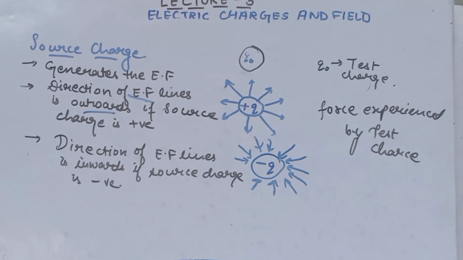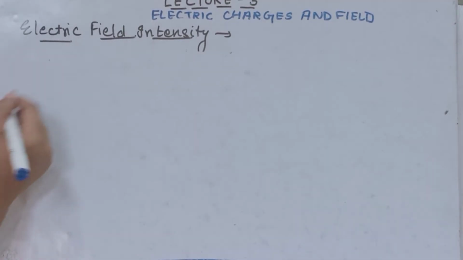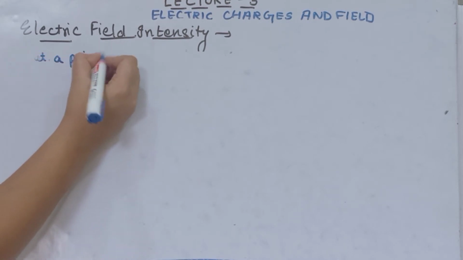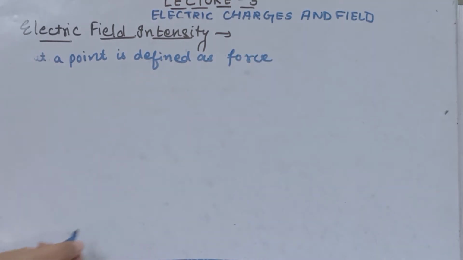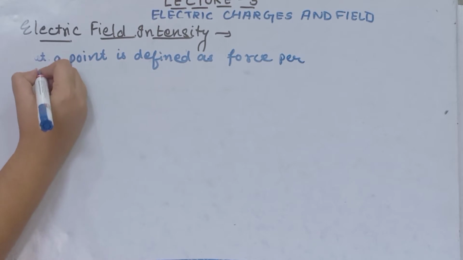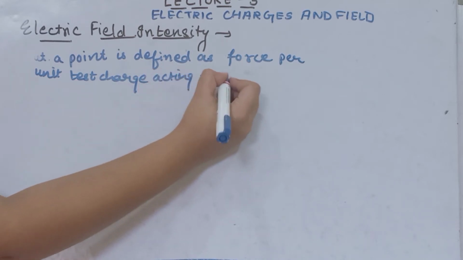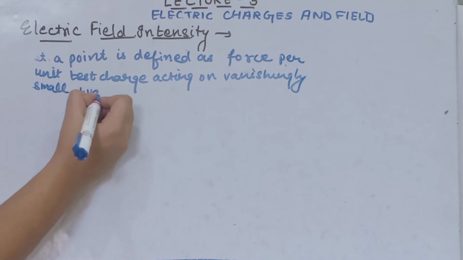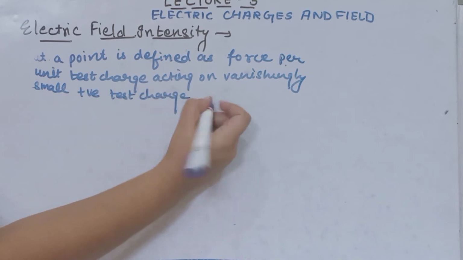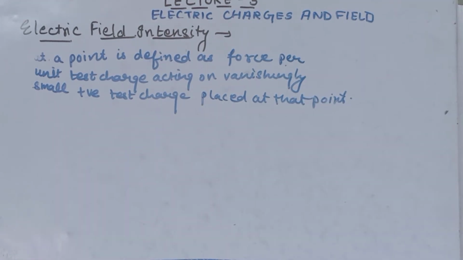Okay. So now let us define electric field intensity. So electric field intensity at a point is defined as force, that is nothing but your electrostatic force per unit test charge acting on a vanishingly small positive test charge placed at that point. Fine. So this is the definition of electric field intensity.